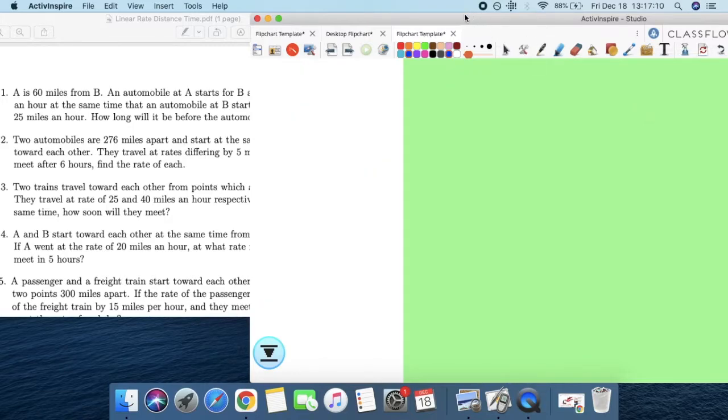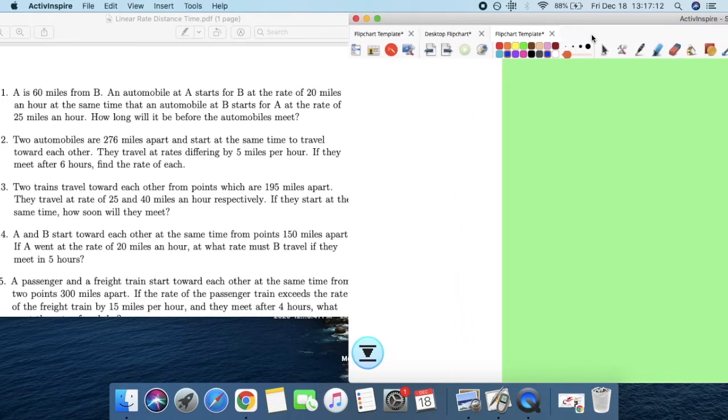Number 2. I have 2 autos again. Same scenario. It's 276 miles apart. Let's call this A and B again. So car A is traveling, and I know they travel for 6 hours. They meet after 6 hours. So what's the speed of car A? I don't know. And they differ by 5 miles per hour.